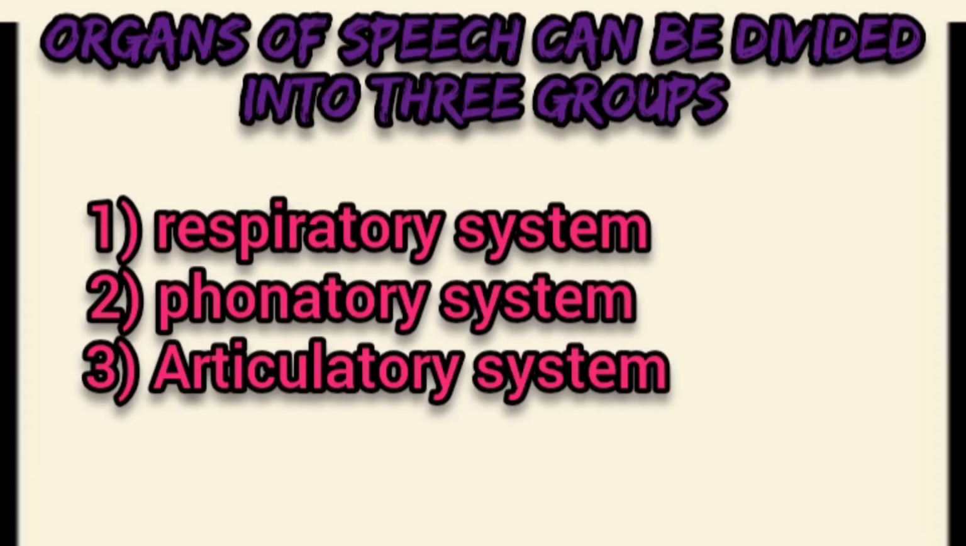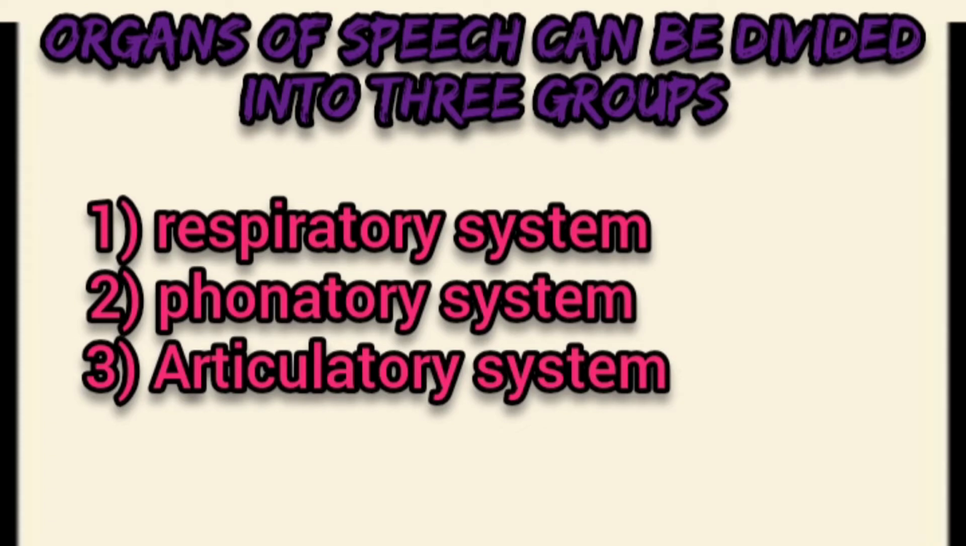These organs of speech can be divided into the following three groups: respiratory system, phonatory system and articulatory system. Respiratory system: it includes the lungs, the muscles of the chest and the windpipe. The windpipe is also called trachea. Phonatory system includes the larynx. Articulatory system: it includes the nose, the teeth, the tongue, the roof of the mouth and the lips. The respiratory system consists of the lungs, the muscles of the chest and the windpipe.